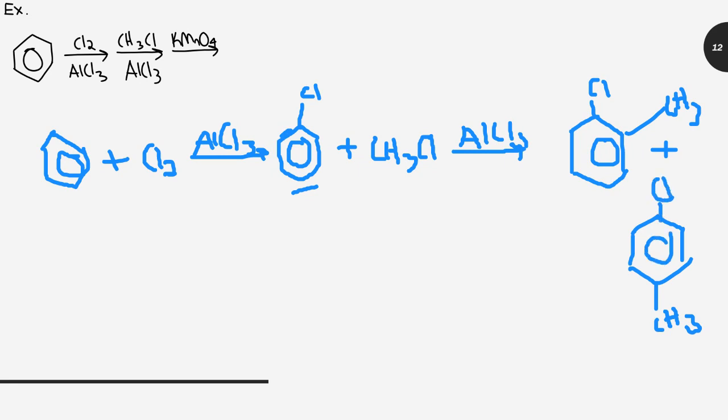Okay, so those are my products for that step. And then if I oxidize that in potassium permanganate, my oxidizing agent, that will just turn these methyl groups into carboxylic acid groups.